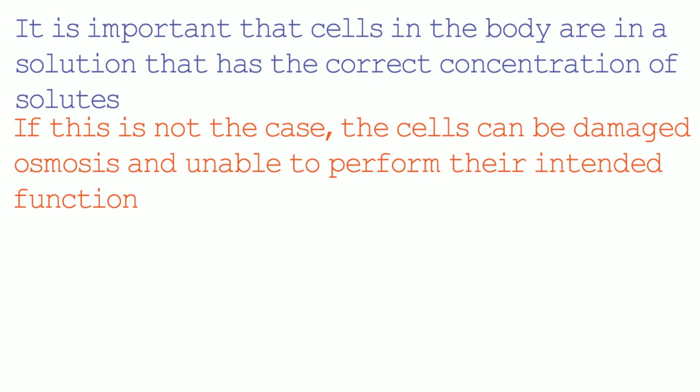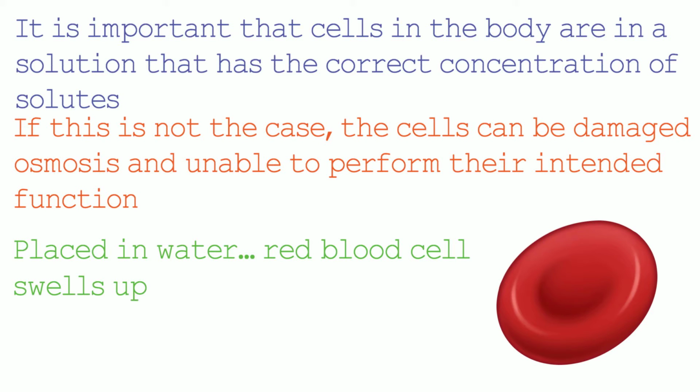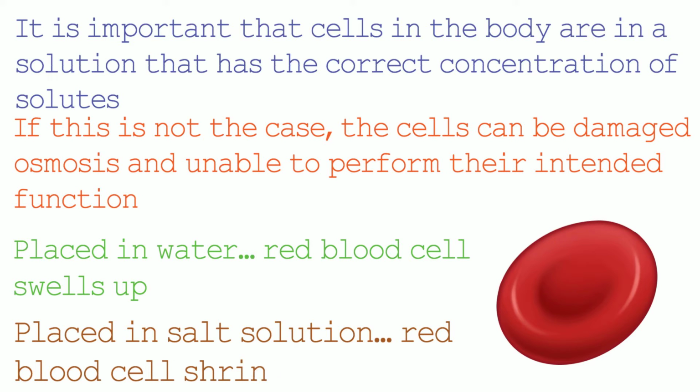Let's have an example. Let's have a look at a red blood cell. A red blood cell is responsible for carrying oxygen around the body. If red blood cells are placed in water, water will move through the blood cell's membrane and into the blood cell. This results in the red blood cell swelling up and eventually bursting. However, if we place a red blood cell into a salty solution, the water will leave the red blood cell into the salty solution, and this results in the red blood cell shrinking.